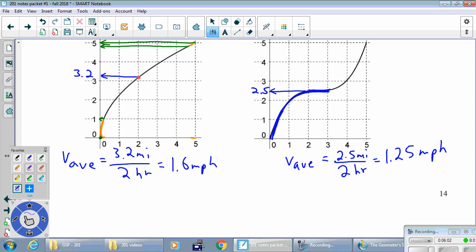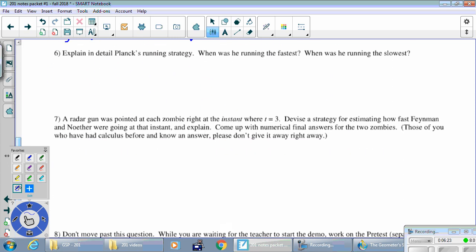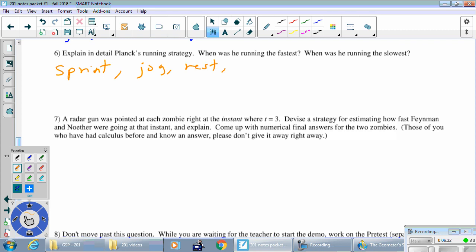And so if the distance is not changing, the distance stays 2.5 miles for this whole hour, that means that Planck isn't moving at all. And then after taking a rest, he starts to run slowly and then faster, faster, and faster, sprinting at the finish. So let's write that. Okay, so we sprint, and then jog, and then rest, and then we jog, and then we sprint again.